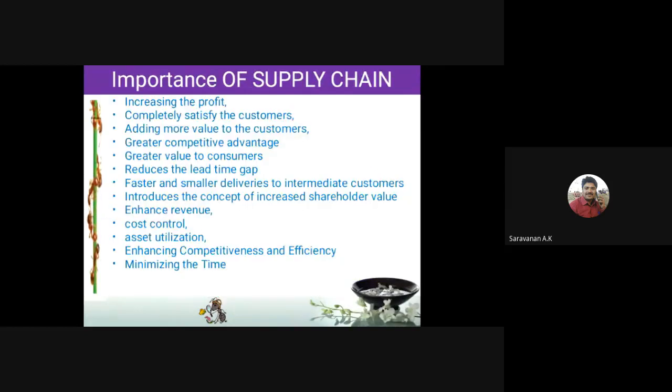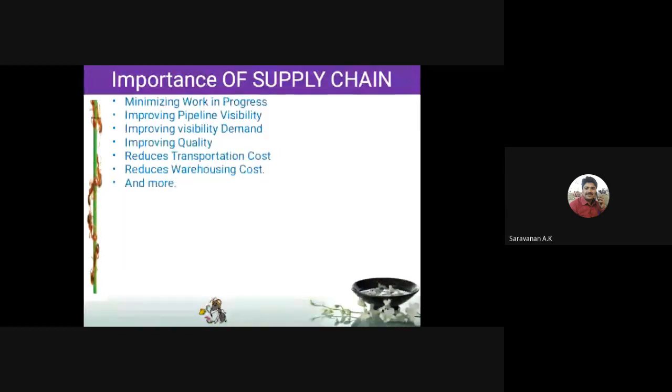In the last class, we discussed the importance of supply chain management, and each and every point was discussed with an example. From the exam point of view, you have to write the example and then explain it. So these are the importance of supply chain that we discussed in the last class.